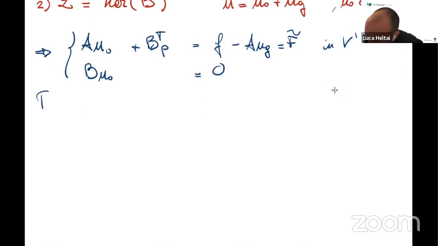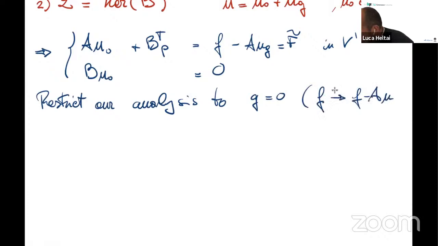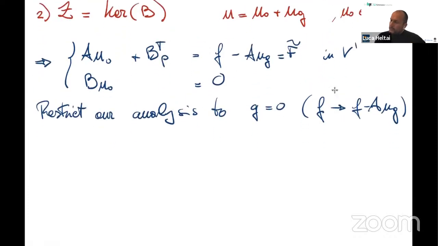So let's restrict our analysis to G equals zero, or replace F with F minus A UG for the moment. Okay, so nothing changes with respect to what we said. Of course, here we have a couple of things that we have to be careful about, and they are the following.